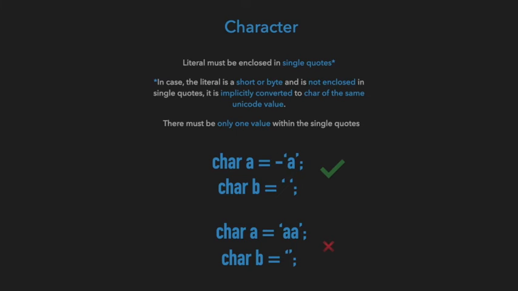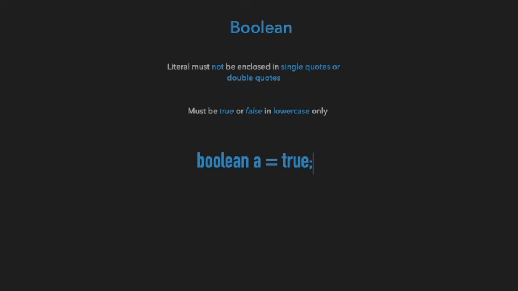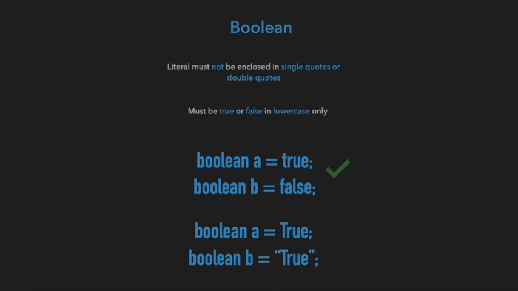Therefore, this is wrong. Now we come to Boolean. The literal must not be enclosed in single quotes or double quotes. It must be true or false in lowercase only. It cannot be in uppercase, because it is a binary data type. As we can see, boolean A is equal to true, boolean B is equal to false. It's very straightforward. This is all there is to Boolean. It should just be true or false without being enclosed in quotes, and this is right. But when it's boolean A is equal to capital T or capital R or any of them capital, it's obviously not going to work, because it can only be true or false. They're fixed values. And boolean B is equal to "true" is a string, so it won't go with Boolean. Therefore, it's false.